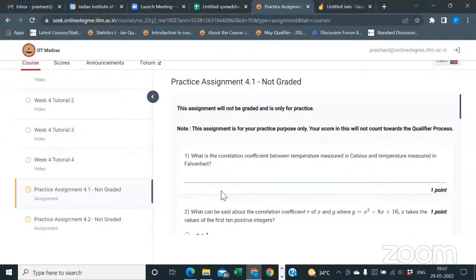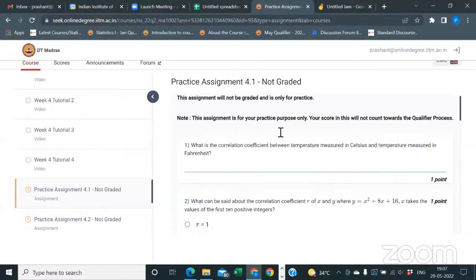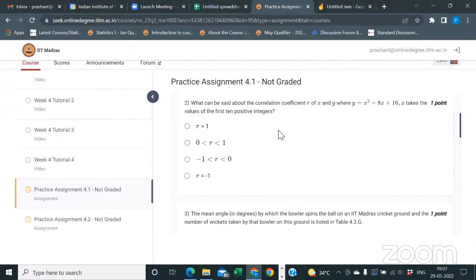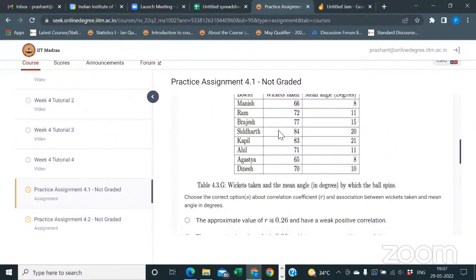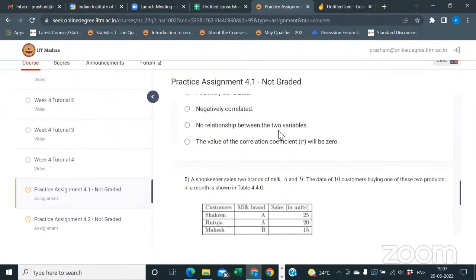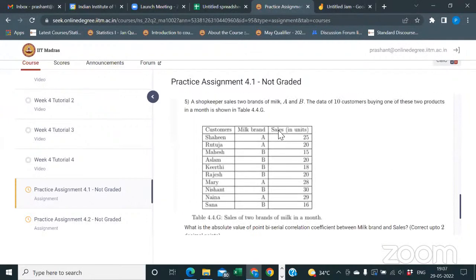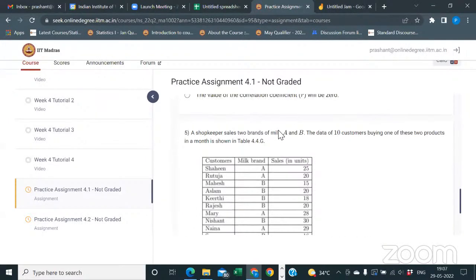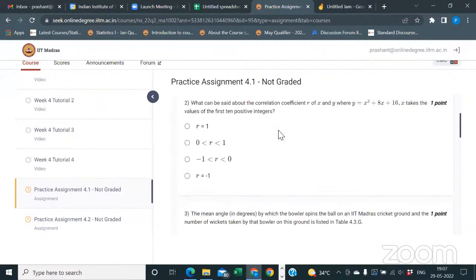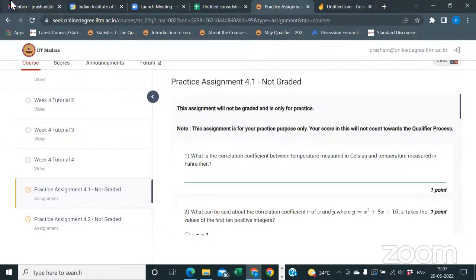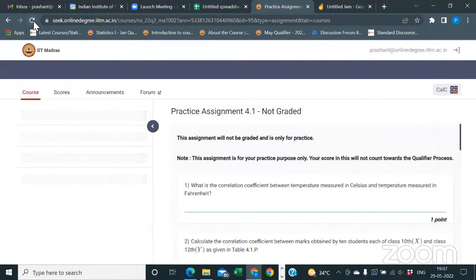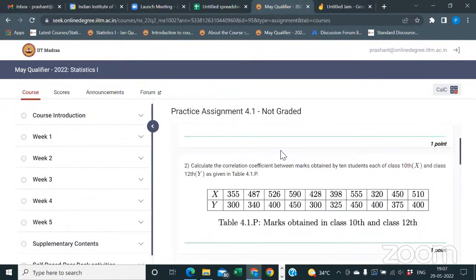Which question do you have? Sir, question number 2 and question number 5. I didn't get it. See, this question is the same. No, sir. No, this question is not the same. Just a second, I'm telling you the question number 5. Let R be the sample correlation. Okay, one second, let me refresh. On each refresh, you will get a different set of questions.